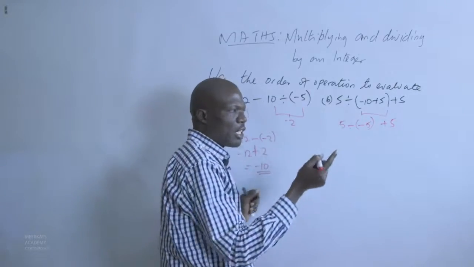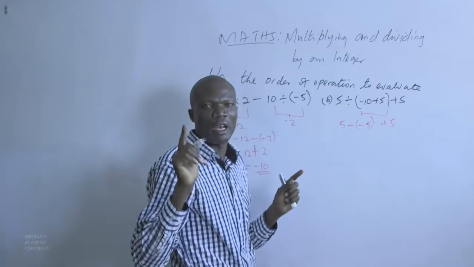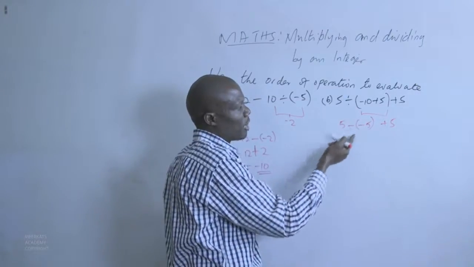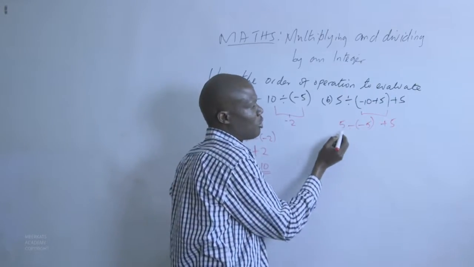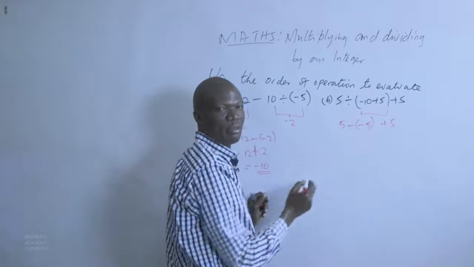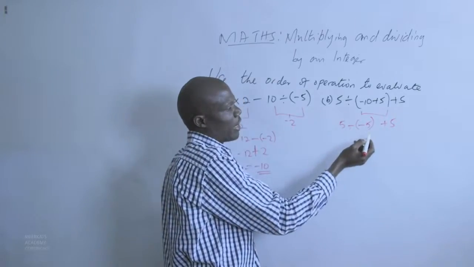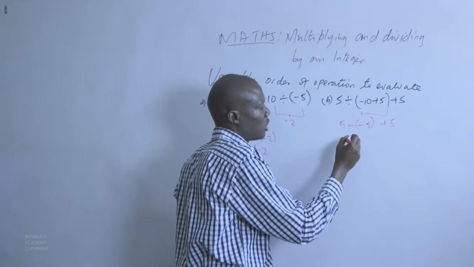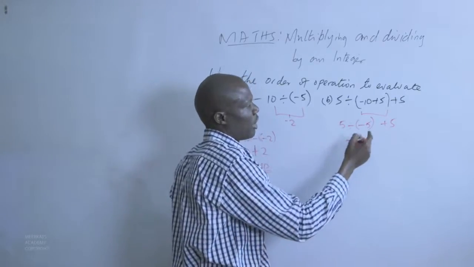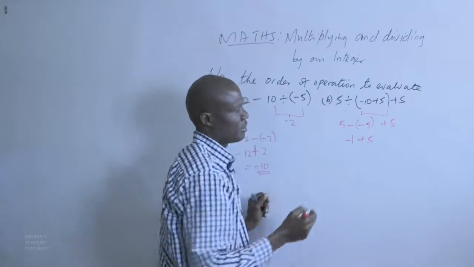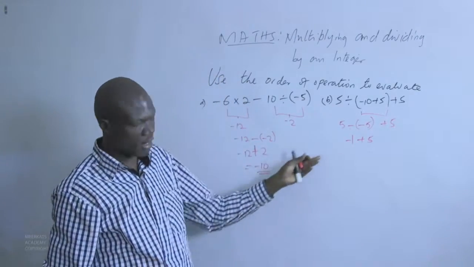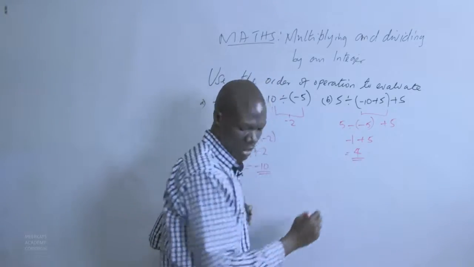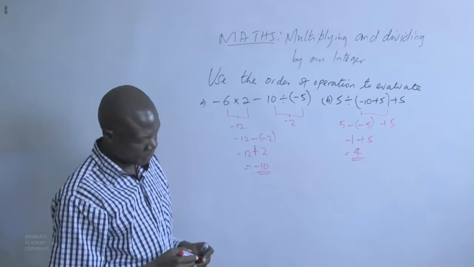We move to the second step, which deals with multiplication and division, if it's there. We don't have multiplication, but we have division. So we come to 5 divided by negative 5. It's a positive divided by a negative, so the answer should be negative. 5 divided by 5 is 1, so we shall have negative 1, and then plus 5. Negative 1 plus 5 gives us positive 4. So the answer there is 4.